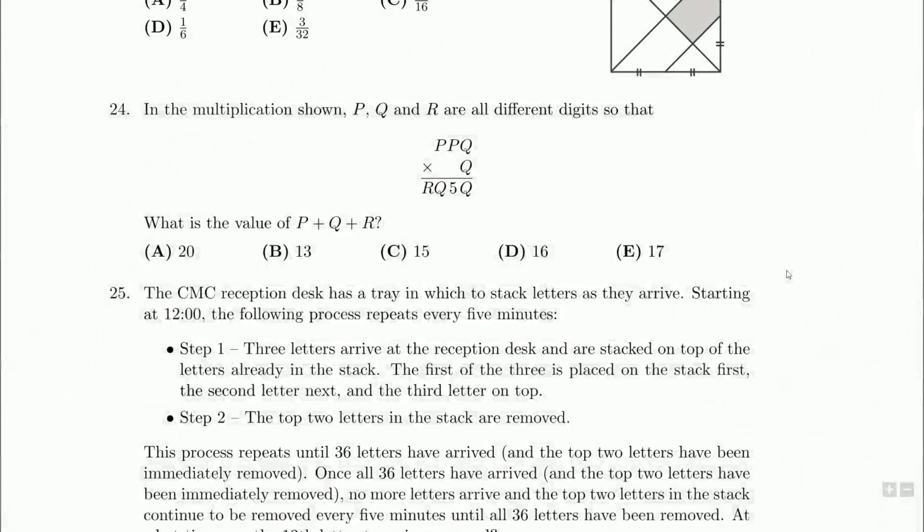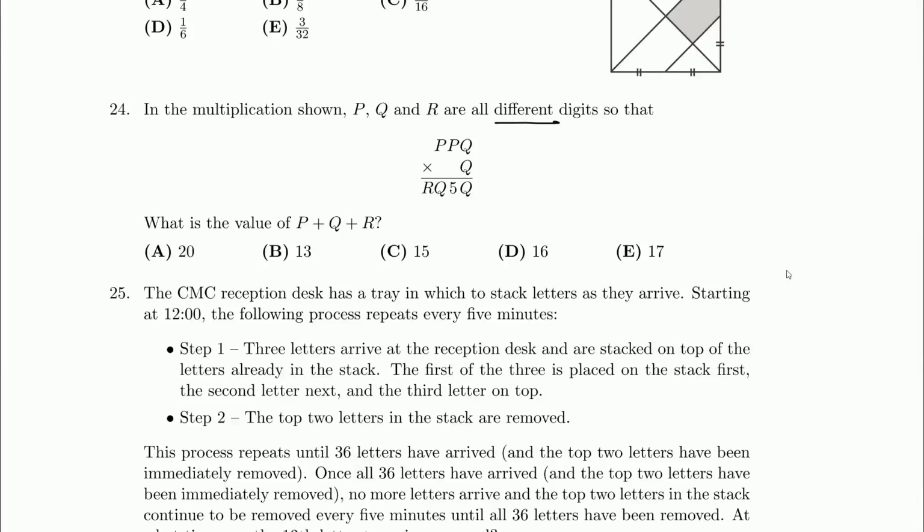Root Beer here, looking at question number 24 on the grade 7 Gauss from 2007. In the multiplication shown, P, Q, and R are all different digits, so the "different" might be something worth noting. And we have PPQ times Q is RQ5Q. What is the value of P plus Q plus R?